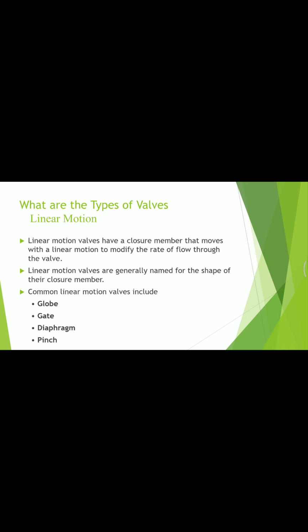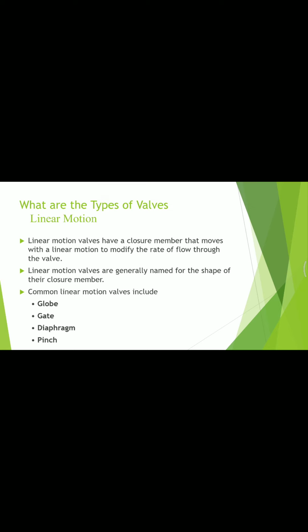Okay, what are the types of valves? Valves have two types. First is linear motion. Linear motion valves have a closure member that moves with a linear motion to modify the rate of flow through the valve. Linear motion valves are generally named for the shape of the closure member. Common linear motion valves include globe, gate, diaphragm, pinch.